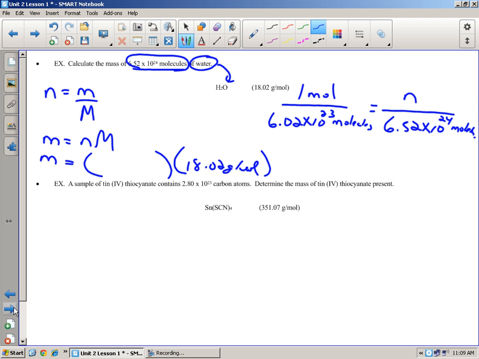So, solving for N here. Remember, if 1 mole is 6.02 times 10 to the 23, should I have more moles than 1 here or less moles? If I have 6.52 times 10 to the 24 molecules, I should have what? More or less? More, right? I should have more moles than 1, that's for sure.